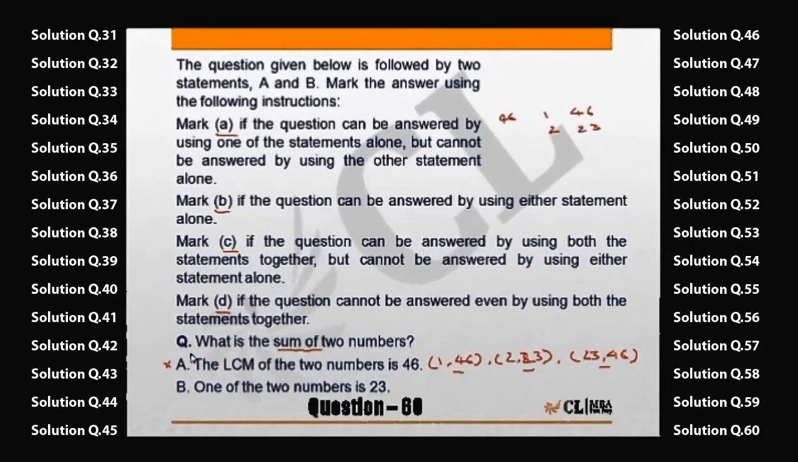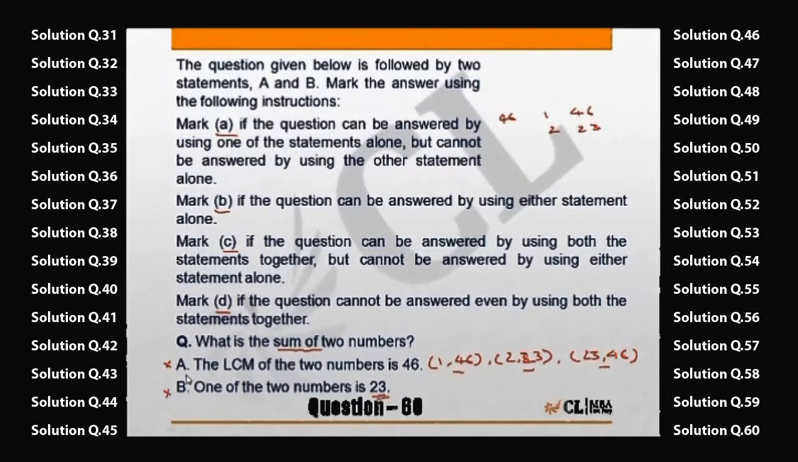Statement B: one of the two numbers is 23. This is insufficient to give us the answer because if one number is 23, we need to find the sum of two numbers, and you don't give me the second number. Statement B alone also is insufficient.